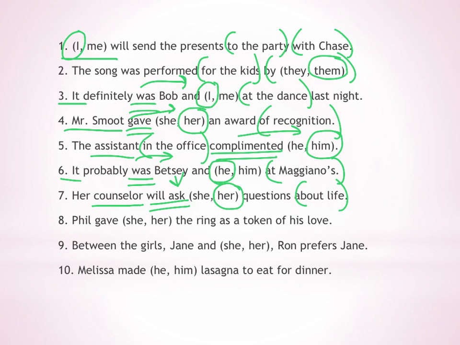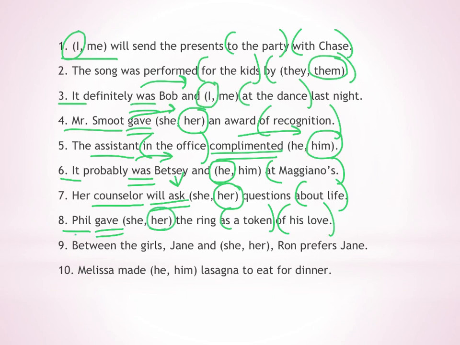Number 8. As a token is a prepositional phrase. Of his love is a prepositional phrase. Fill is the subject. Gave is the verb. Gave is not on the being verb list, which means it must be action. Therefore, the pronoun we are going to choose is objective, which would be her.